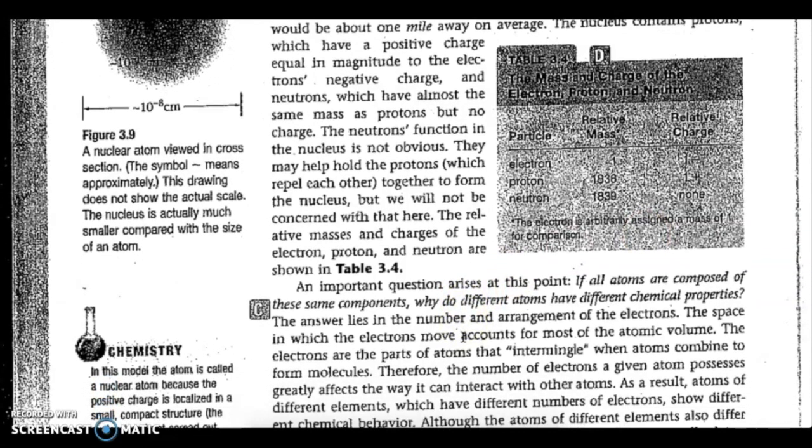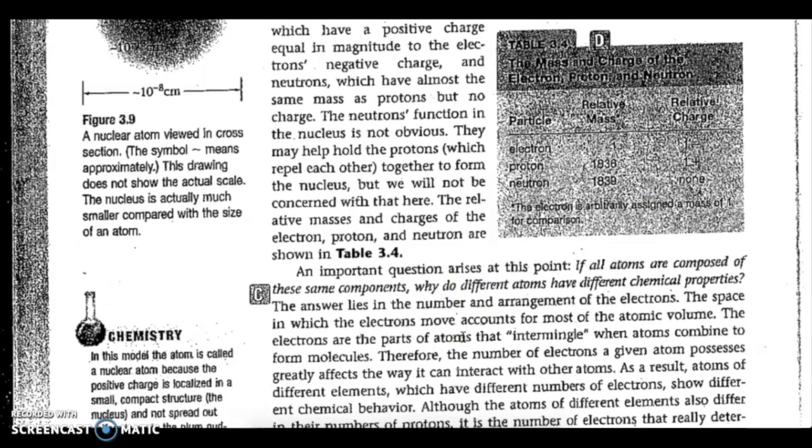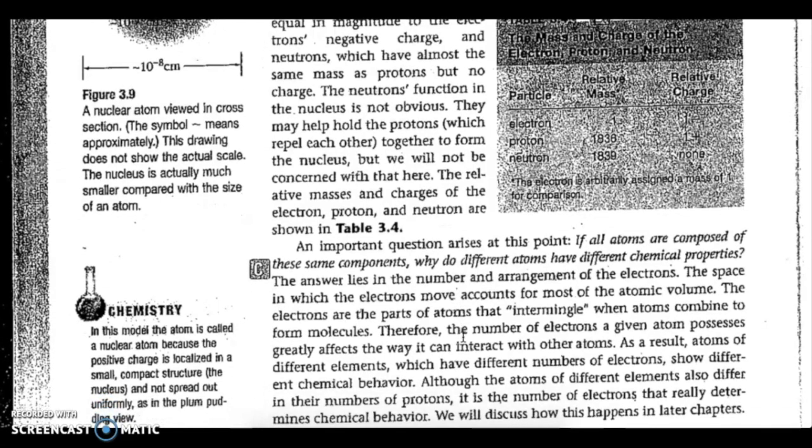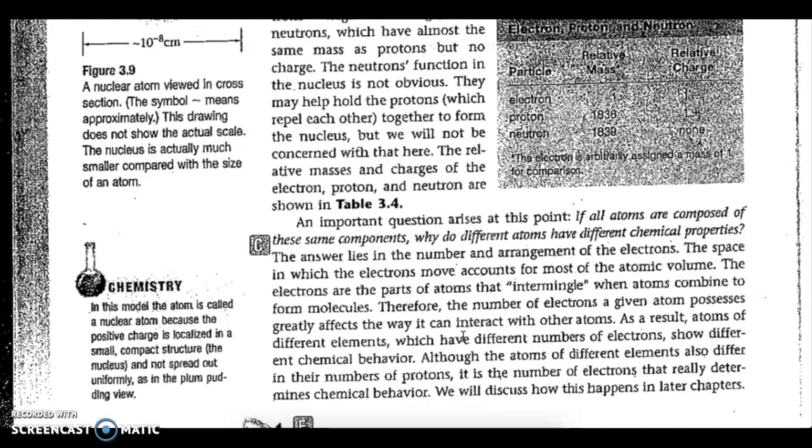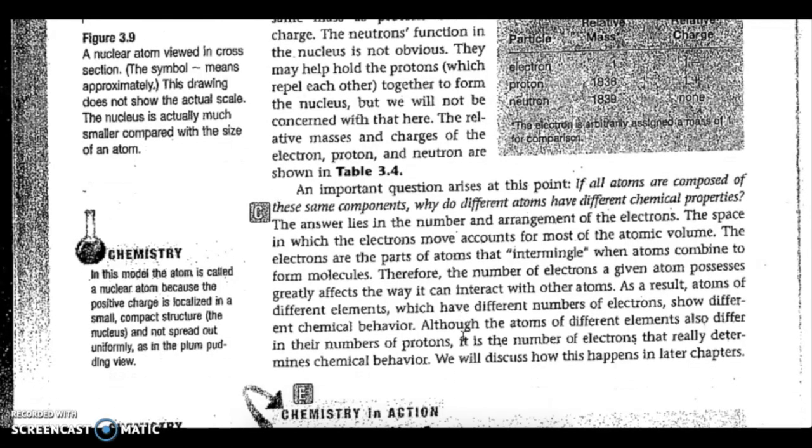An important question arises at this point. If all atoms are composed of these same components, why do different atoms have different chemical properties? The answer lies in the number and arrangement of the electrons. The space in which the electrons move accounts for most of the atomic volume. The electrons are the parts of atoms that intermingle when atoms combine to form molecules. Therefore, the number of electrons a given atom possesses greatly affects the way it can interact with other atoms. As a result, the atoms of different elements, which have different numbers of electrons, show different chemical behavior. Although the atoms of different elements also differ in their number of protons, it is the number of electrons that really determines chemical behavior. We will discuss how this happens in later chapters.